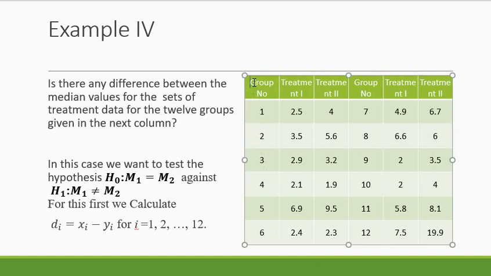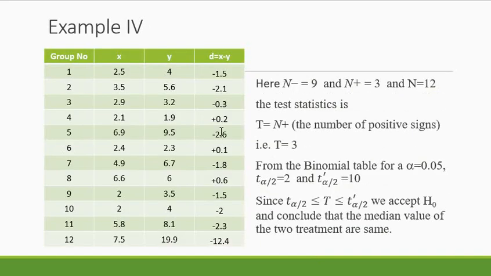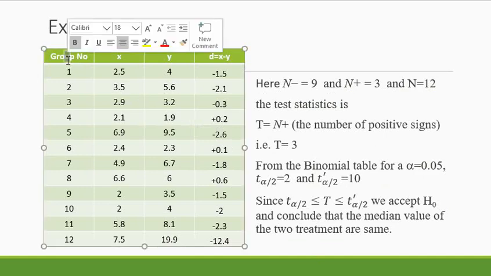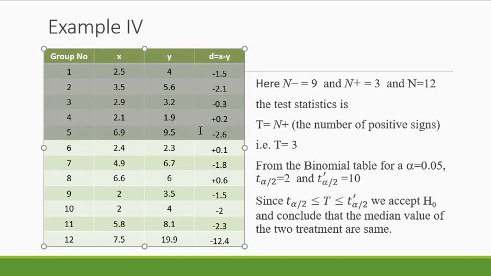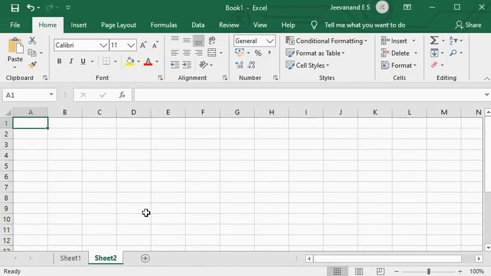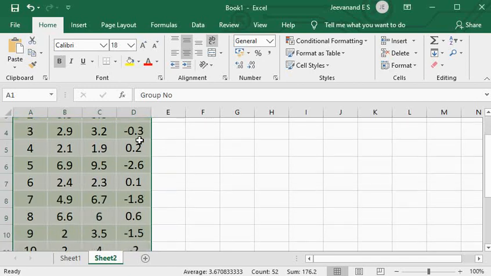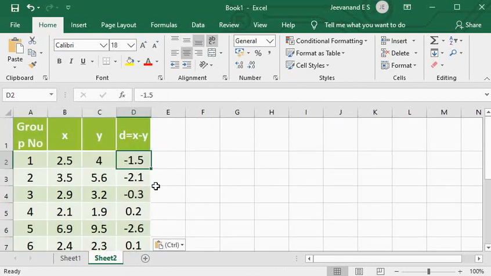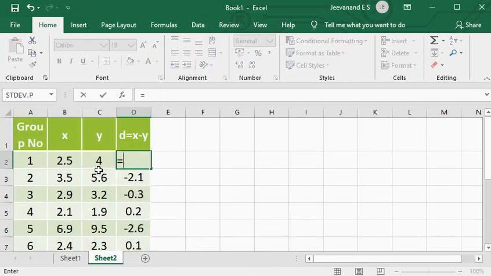I'll take this. It is given as some treatment, and group number as 12 treatments are given, and xi and yi are also given. So I'll show you how we calculate what d is. So d is the difference between x minus y, xi minus yi. So this is the d.